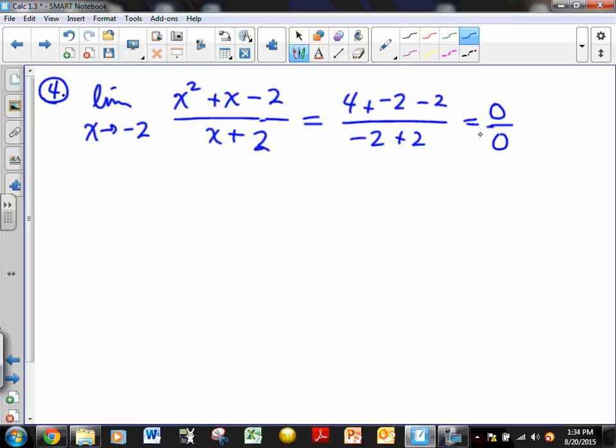But it's key. It's also good. 0 over 0 tells me there's something I can do to this. This right here, when I get 0 over 0, this is called the indeterminate form. Zero over 0, indeterminate form. Okay? When I get that, doesn't mean I've done anything wrong. It means I need to go back and do something different. I can't just do direct substitution.